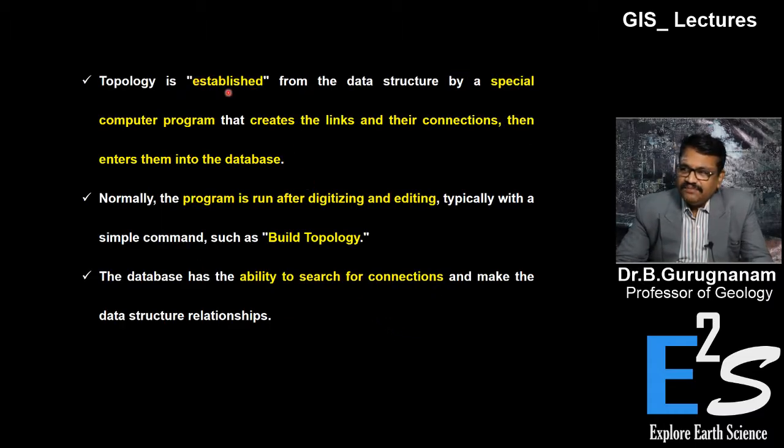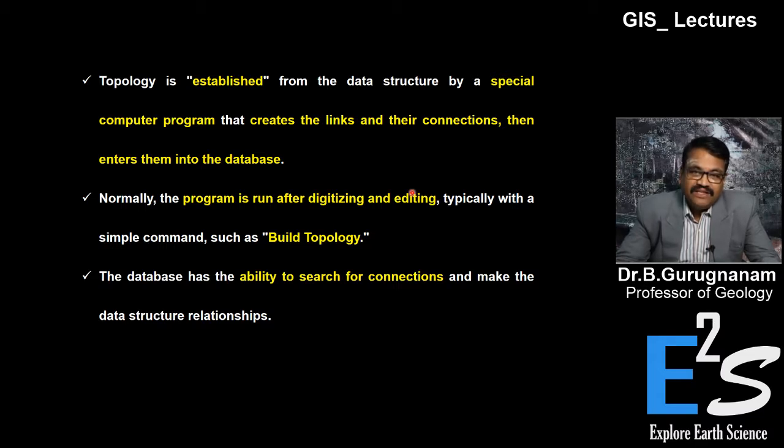Topology in the above diagram is established by a special computer program. As I already said, it is the intelligent structure. That program creates the link between the features, or establishes the connections, and then enters them into the database. Additionally, it will add information. This special program is run after digitizing and editing. Mind it, always after digitization and editing, now we find out the relation, where the mistakes exist, where it is hanging. If you could not connect because of a digitization error, what will happen?